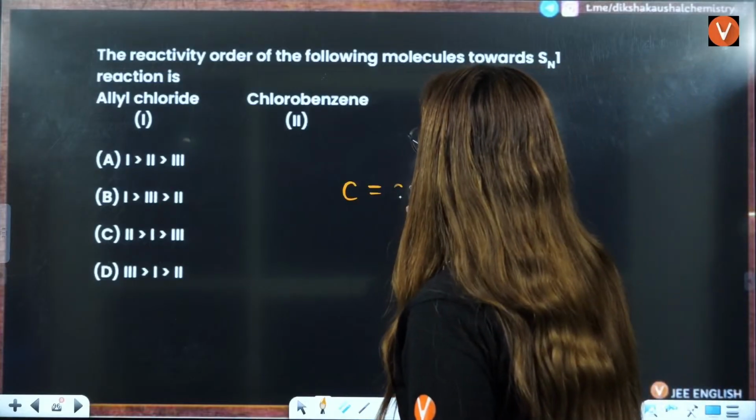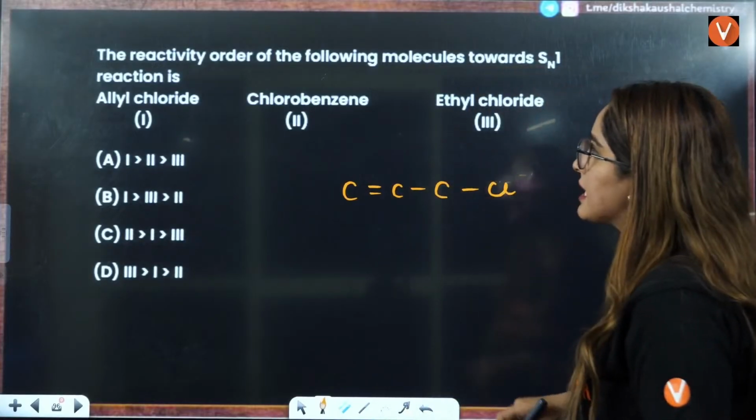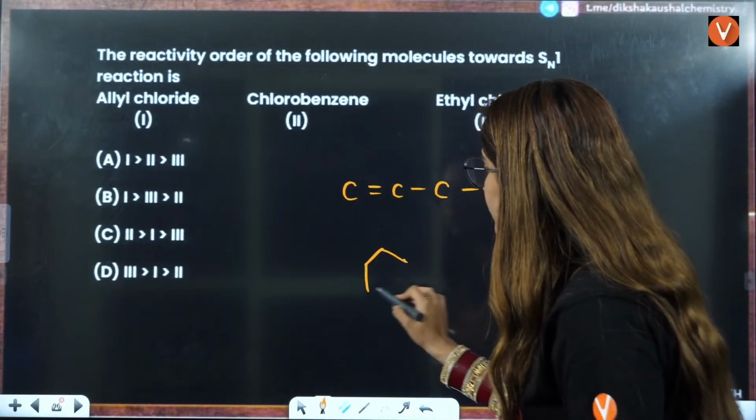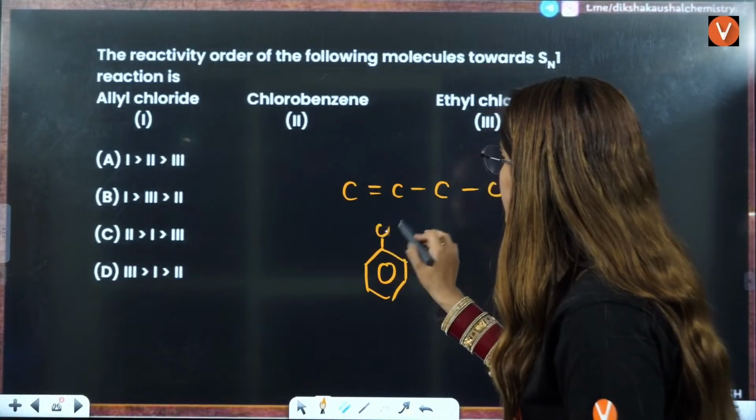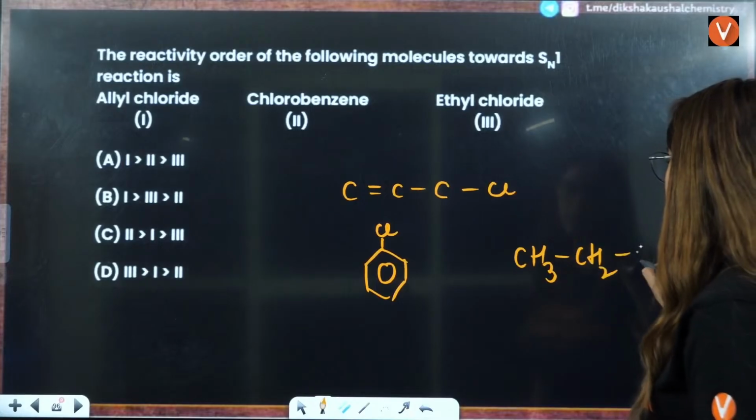this is C double bond C, this is Cl, this is CCl, right? Then there is chlorobenzene, that is this thing, right? Then there is ethyl chloride, that is CH3, CH2Cl.